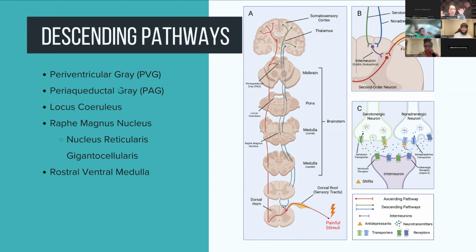Lots of big words here. I don't think it's as important to memorize these words or anything, but just know that they exist. There's the periventricular gray region.